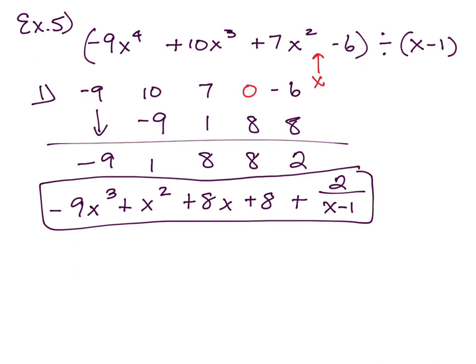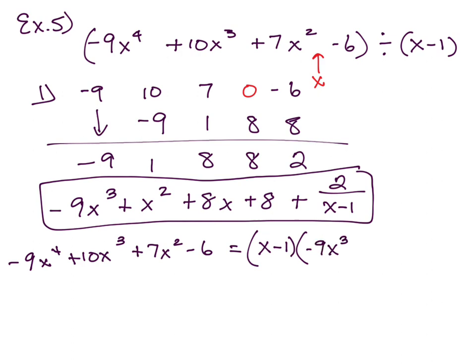Because I don't like R in the middle of my problem. I want it to be something that I could work with algebraically. Can you not do the equals? Oh, yeah. Like how we did yesterday? Yeah, you sure could. You could say negative 9x to the 4th plus 10a equals just x minus 1 times 9x cubed plus blah, blah, blah. It works. Yeah, that's correct. The plus 2 on the end is what makes it work.